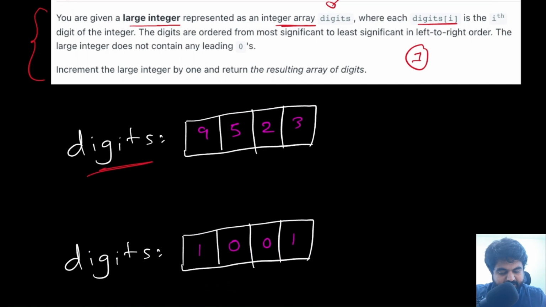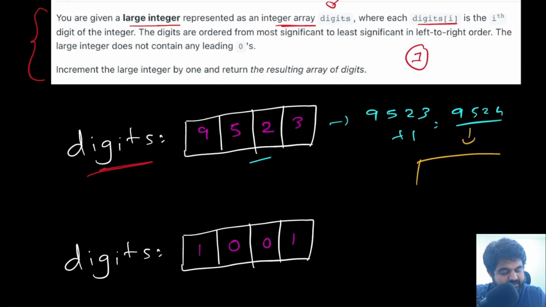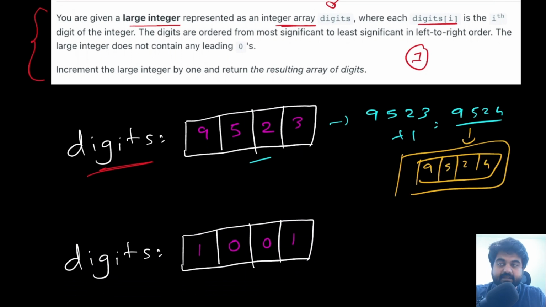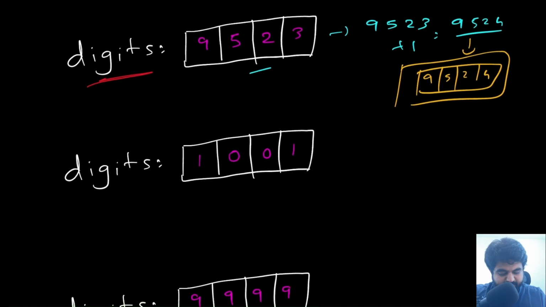Let's say that we are given an input. Basically, originally we are supposed to be given the value 9523, but this is given in the form of an array. Now we need to do +1, so this value would become 9524, and this we need to return as an array. So we are once again going to create an array, and we are going to return 9524, and this is the answer that we will have to return. Same way, if these are the digits we are given, we are simply going to return 1002, but in the form of an array.